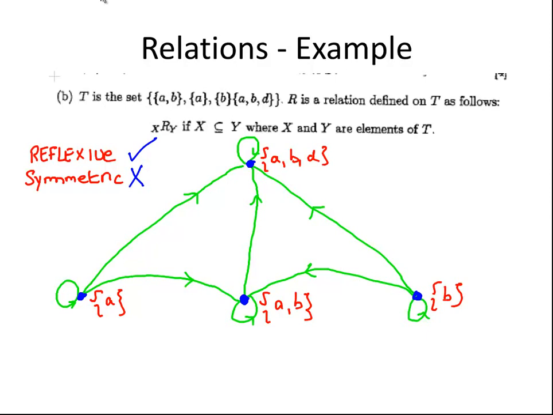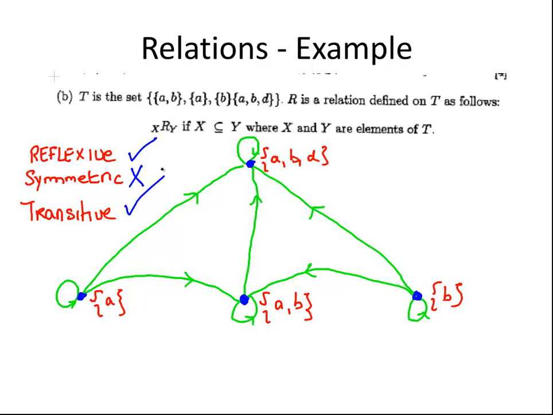So is it transitive? Let's disregard the fact that {A} is a subset of {A, B, D} directly, so let's disregard this edge for a minute. {A} is a subset of {A, B}, and {A, B} is a subset of {A, B, D}. Does that make {A} a subset of {A, B, D}? Yes, it does. Likewise, for every other way you can look at it, {B} is a subset of {A, B}, which is a subset of {A, B, D}. So this relationship is transitive. So it's not symmetric, but it is reflexive and transitive.